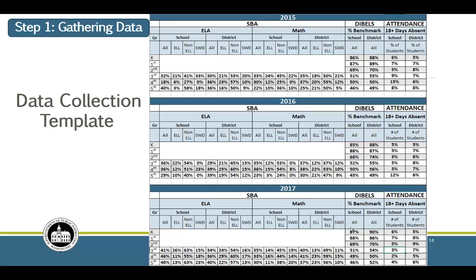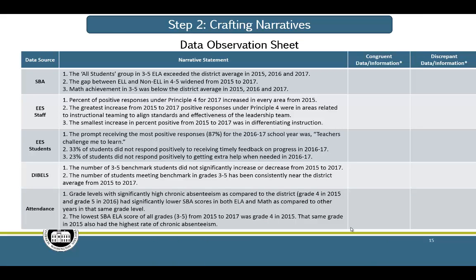We use this data observation sheet described in the Data into Practice Part 1 presentation for our data carousel. A small sample of the many narrative statements that emerged are listed on this slide. The columns titled Congruent Data Information and Discrepant Data Information are reserved for the next step in the process. Sue, your team did a great job with the narratives, particularly because they are written as statements of fact or objective observations about the data.